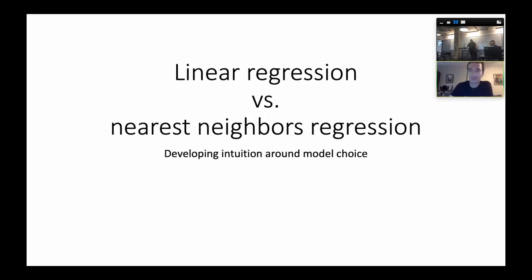All right, so today we're going to be talking a little bit about linear regression and nearest neighbors regression, but the context here is developing intuition around model choice, and I'll talk a little bit about why I think it's important to be able to do that. The format of the presentation today is I'm going to do several PowerPoint slides, and then we're going to switch briefly over to a Jupyter Notebook, and then do a recap at the end. Also feel free to interrupt me at any time when you have questions or need a clarification.